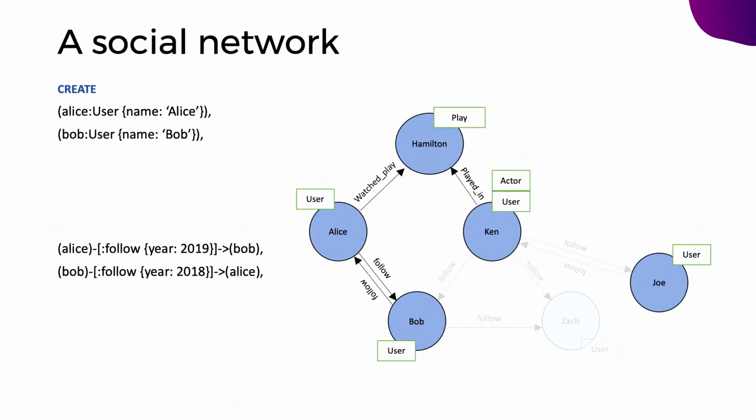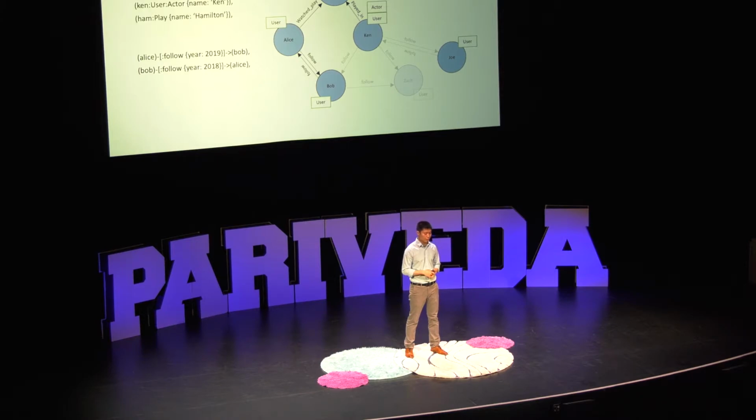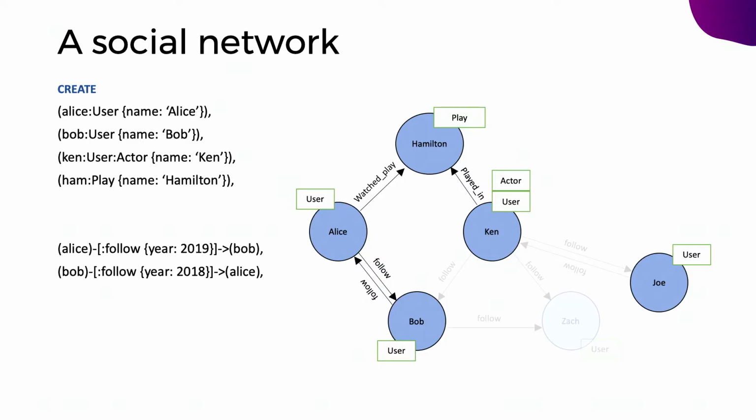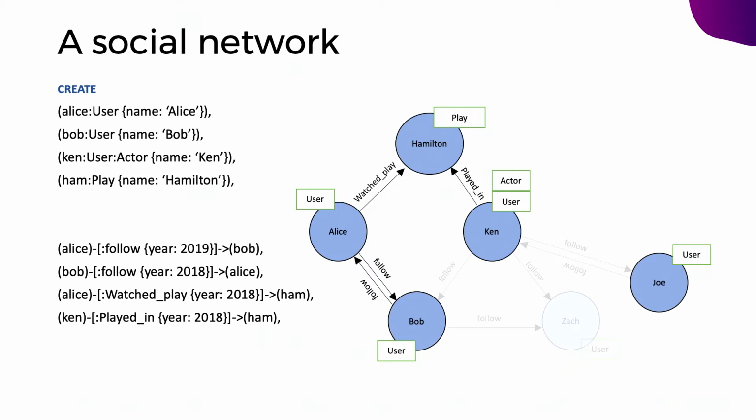Next, let's say we want to add more business logic in the same space. In this case, we want to capture how users connect to a common activity. So we are adding 2 additional nodes into the space. Notice Ken is not only a user, but also an actor. And of course, we have a Hamilton play. And then, basically, again, we'll draw the relationship between those nodes.